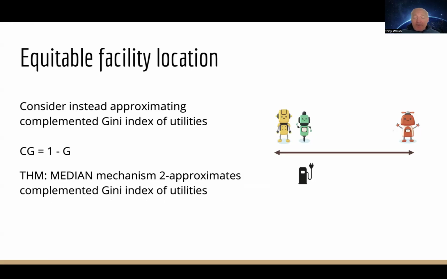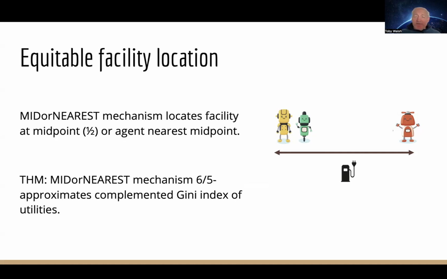Now, good news immediately, the median mechanism now has a bounded approximation ratio. It too approximates the complemented Gini index of utilities. We can, however, do better than that. The mid or nearest mechanism locates the facility at the midpoint, if the leftmost and rightmost agents straddle the midpoint. Otherwise, it locates it at the agent nearest to the midpoint. That has a significantly better approximation ratio of the complemented Gini index of utilities. It's a 6/5 approximation. And indeed, we can prove that this is optimal, that no strategy-proof mechanism can do better than a 6/5 approximation ratio of the complemented Gini index of utilities.